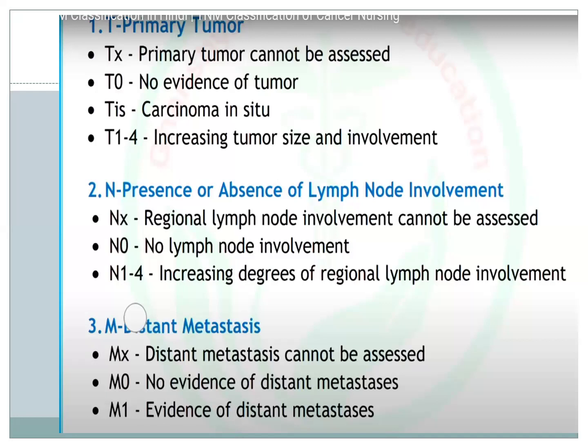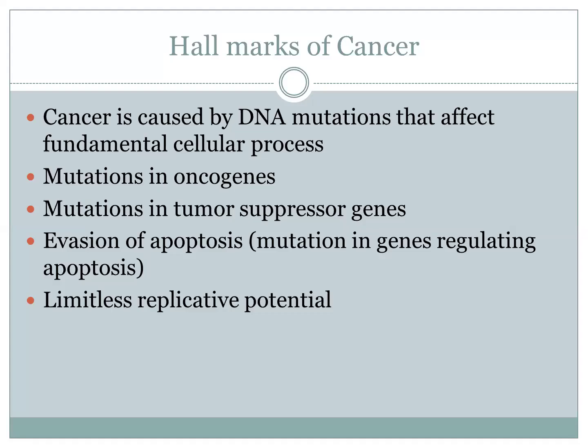Then N means presence or absence of lymph node involvement. NX means regional lymph node involvement cannot be assessed. N0 means there is no lymph node involvement, and N1, 2, and 3 are increasing degrees of regional lymph node involvement. Then there is distant metastasis. MX means that the distant metastasis cannot be assessed. M0 means that there is no evidence of metastasis, and M1 means there is evidence of distant metastasis.